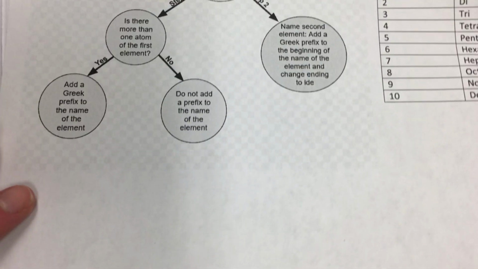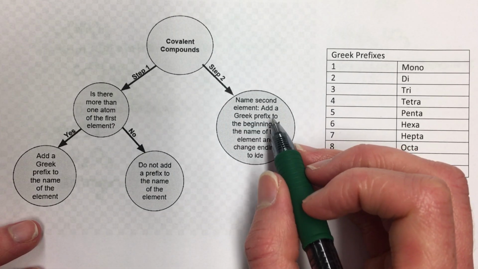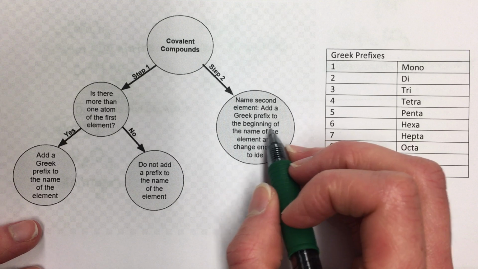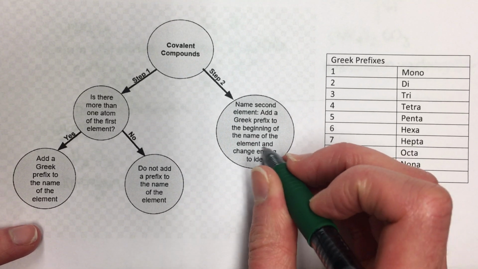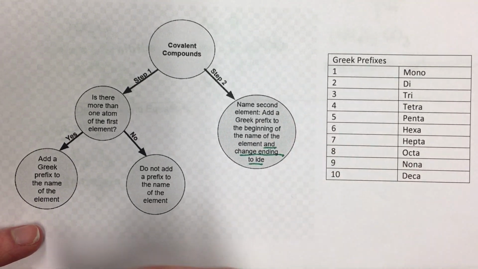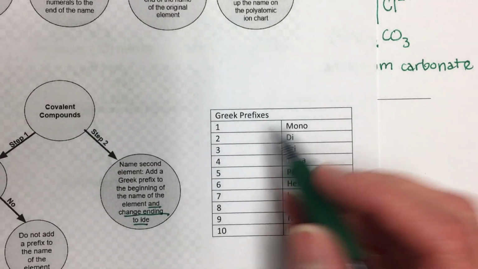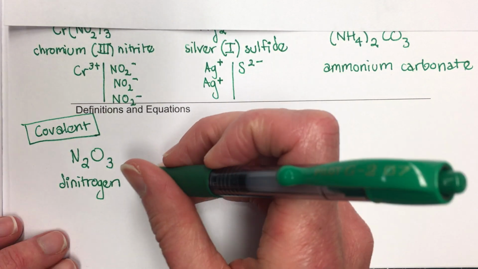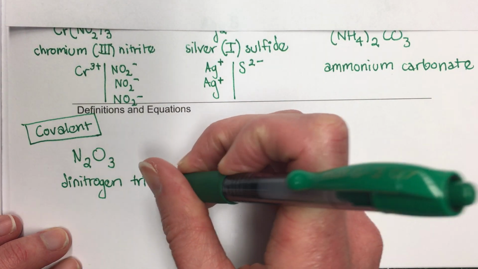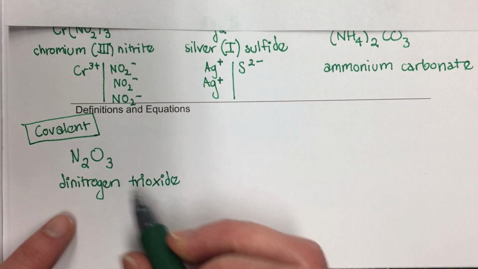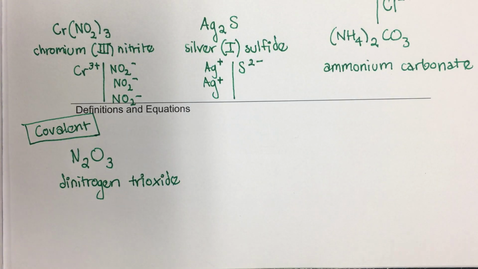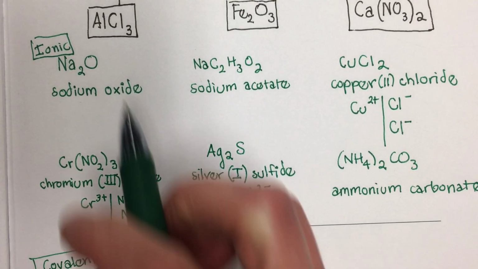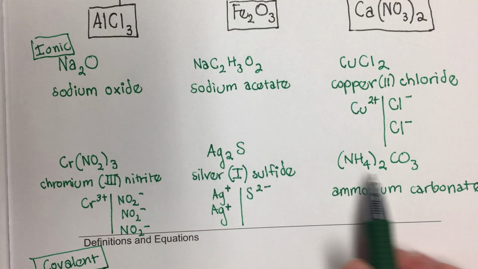And then for the second element, you always add a Greek prefix to the beginning, whether there's 1 or more, and you need to change the ending to ide. So you don't change the ending to ide on the first element, but you do on the second. So we have 3 oxygens, so that's going to be trioxide. Okay, now this is really easy. The thing that people get confused is once they learn these prefixes, people want to start using them with ionic compounds. But as you can see, none of the ionic compounds use prefixes.